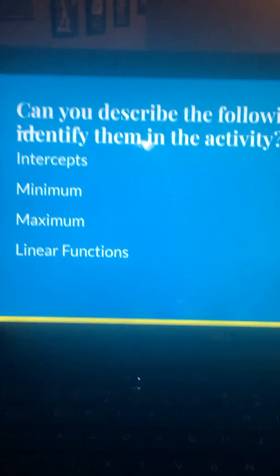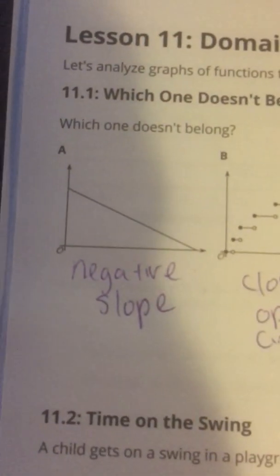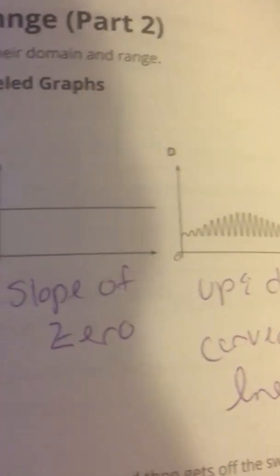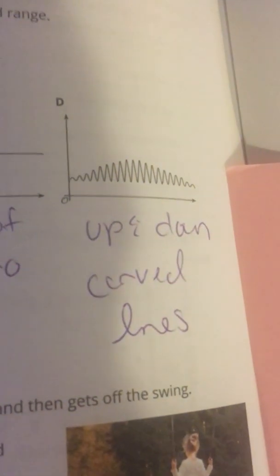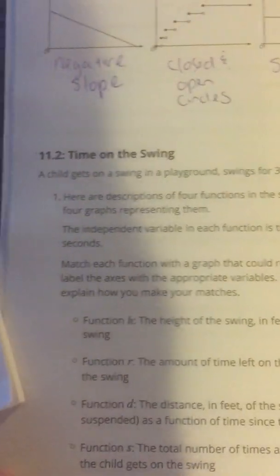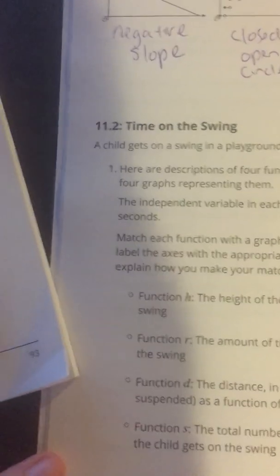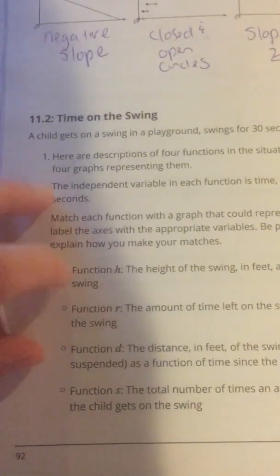So like in Part A in 11.1, this would be a linear function. Even Part C, that would also be a linear function. Part D would not be because it's curved. Go ahead, pause the video and read through 11.2 and try question 1. You are going to be matching these 4 descriptions with the 4 graphs over here.